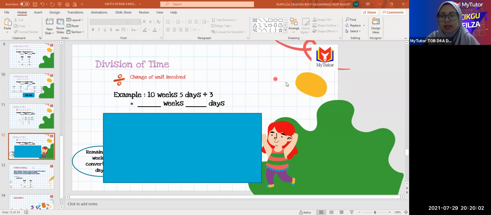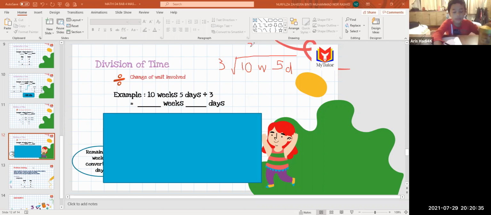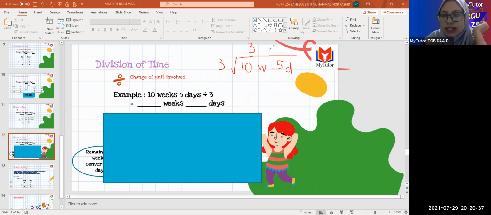Okay, because somebody in the class does not understand the question. All right. So the question is asking you what is 10 weeks and 5 days divided by 3? It means you divide 10 weeks and 5 days with 3. So basically you have to divide. Divide as usual. So 10 weeks and 5 days divide by 3. Do normal division. So do I put my answer in the chat? Yeah, put your answer in the chat box.